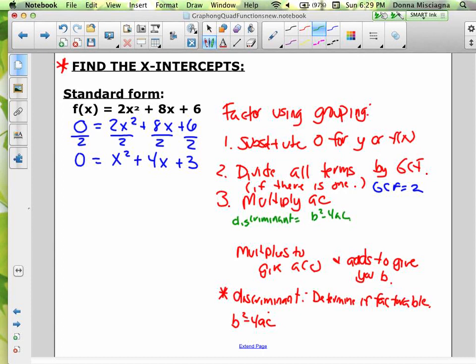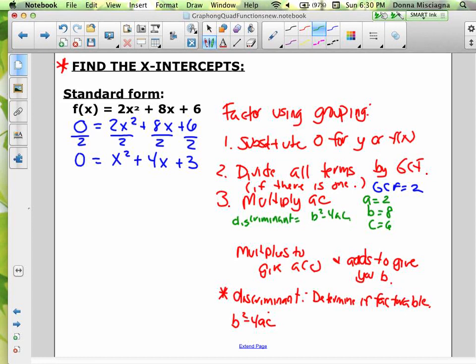All right, so our a is 2, b is 8, and c is 6. And my discriminant, what would be under the radical for the quadratic formula, is b squared minus 4ac, and it tells you if your equation is factorable and what kinds of solutions you have. Do you have real rational solutions? Do you have real irrational solutions? Or do you have complex solutions?